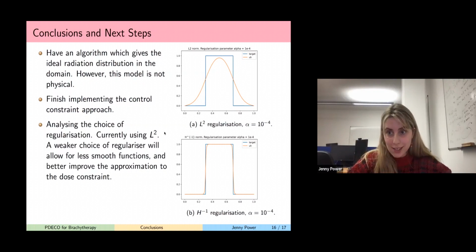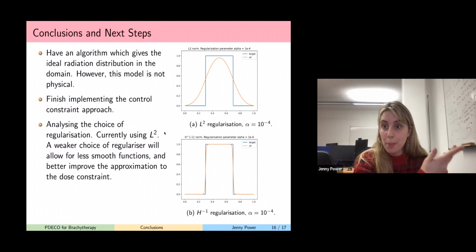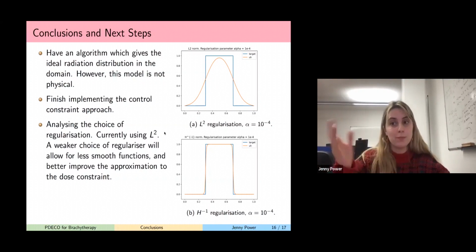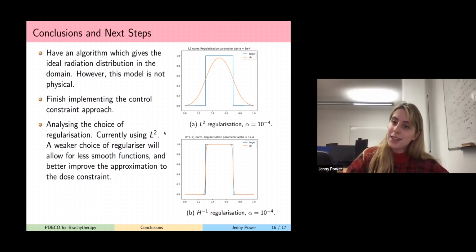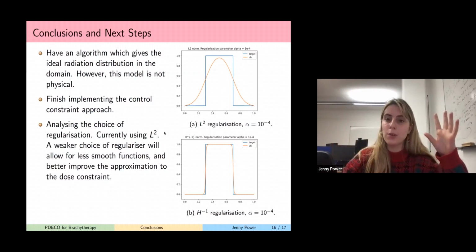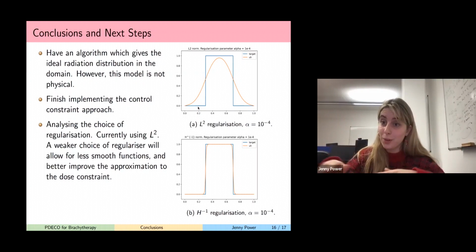Another thing, which I didn't touch on during the talk, but is another aspect that I'm focusing on and we have some quite nice results for, is analyzing our choice of regularization. Currently I'm regularizing in the L2 norm. However, we are trying to approximate close to a piecewise function, which is not smooth. So if we use a weaker choice of regularizer, this is going to allow us to get a better approximation to our dose constraint.